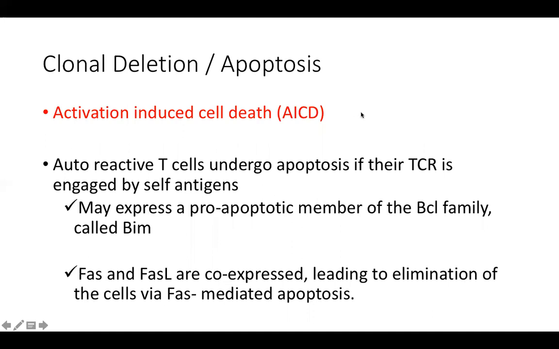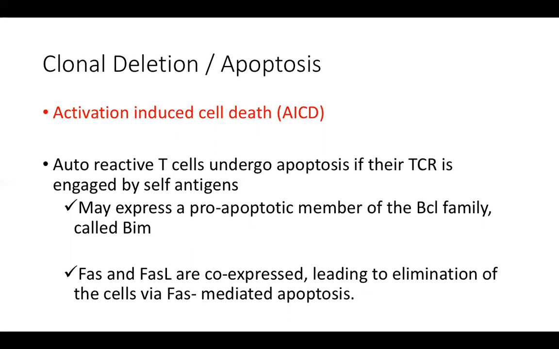Okay, so now coming to the clonal deletion part, the third mechanism. So you learned about peripheral anergy, you learned about T regulatory cells, and now we are learning about deletion, also known as activation induced cell death. So what happens is that if the autoreactive T cell receptor is engaged by self antigen, we asked them not to meet, still they met, and they also went ahead. So if they went ahead, what will happen? It will die automatically.